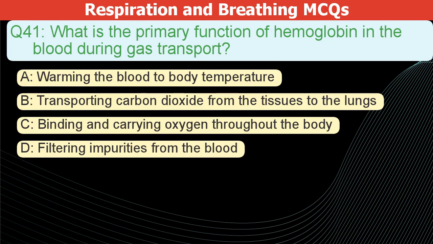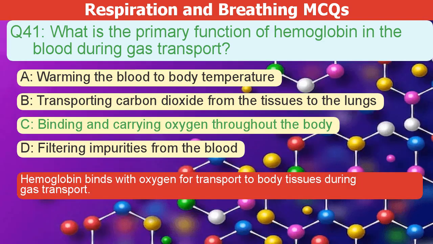What is hemoglobin's main job in blood gas transport? A. Warming the blood. B. Carrying carbon dioxide to the lungs. C. Carrying oxygen throughout the body. D. Filtering blood impurities. The correct answer is C. Hemoglobin binds with oxygen for transport to body tissues during gas transport.